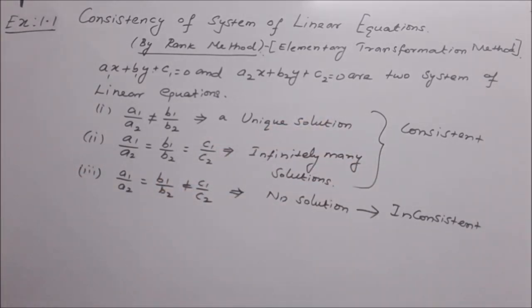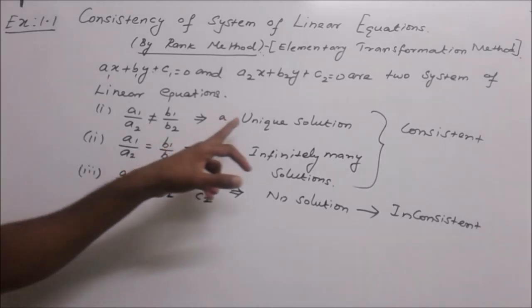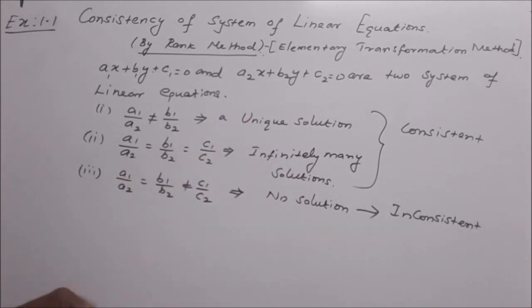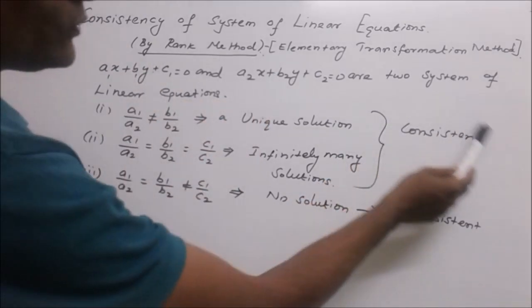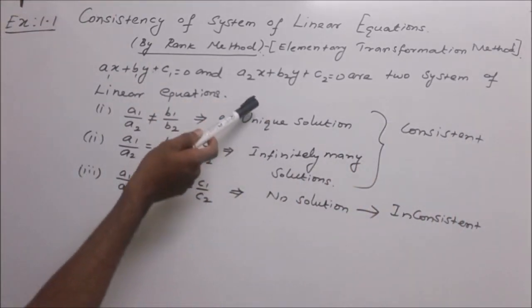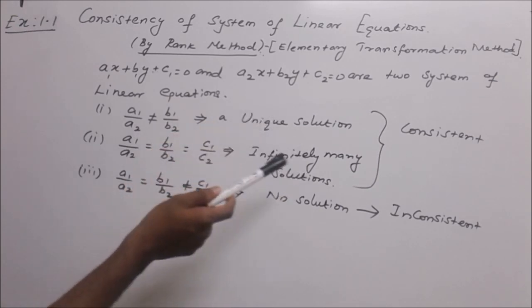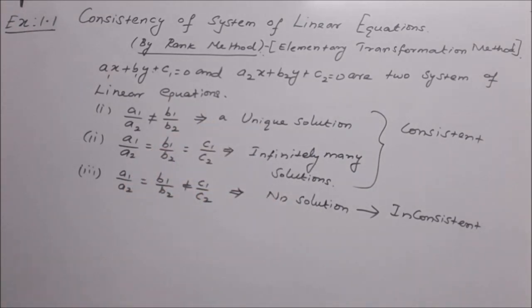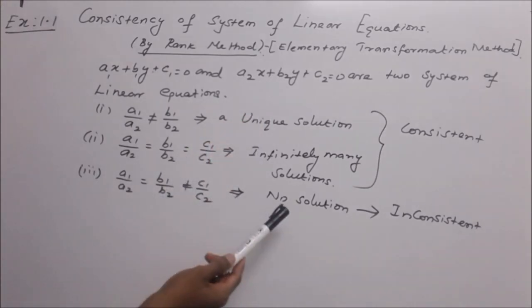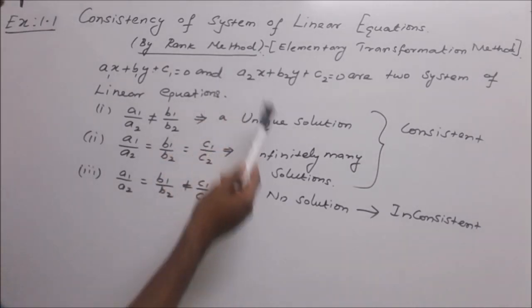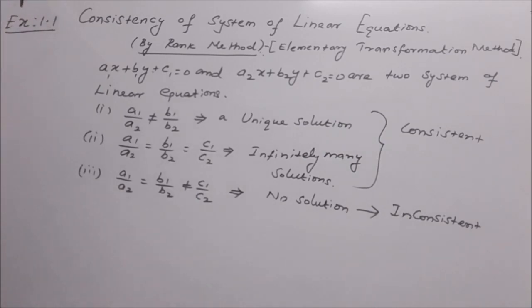Consistent means we should have a solution, that is, a unique solution or infinitely many solutions. Therefore, the two system of equations is known as consistent. It may follow a unique solution or infinitely many solutions. Suppose these two follow the third case, it has no solution. The system is known as inconsistent.